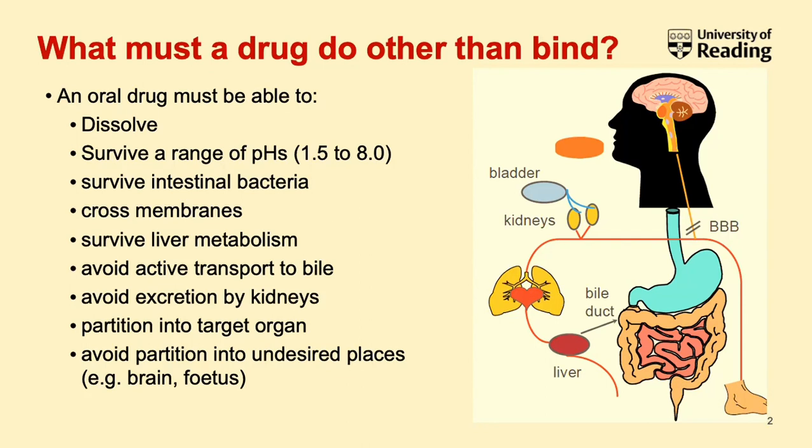It's got to be able to cross a membrane, often within the small intestine, to be able to get to the bloodstream. But before it's in active circulation, it has to survive liver metabolism, avoid active transport to bile, avoid excretion by the kidneys, partition into the target organ for action, and avoid partitioning into undesired places. Okay, so there's quite a lot that needs to occur before we're in a position where the active ingredient can bind at the active site.